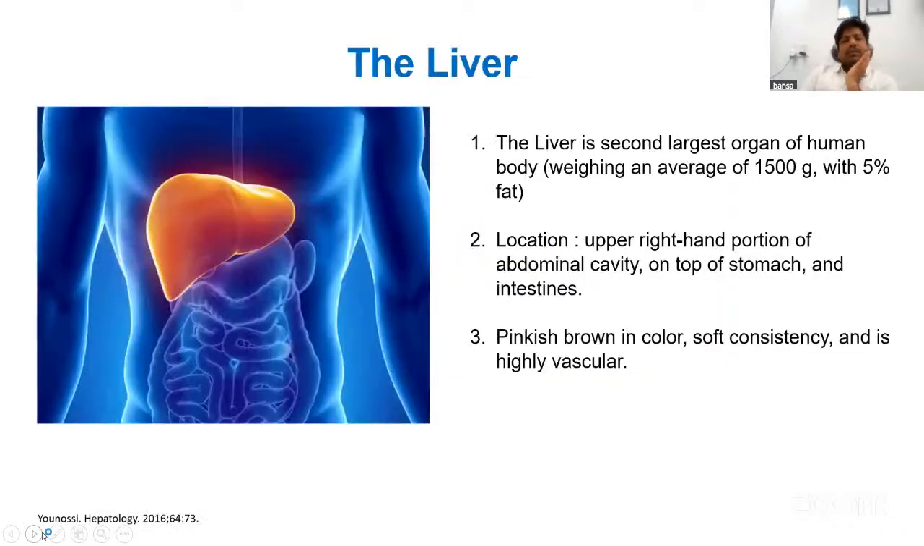First of all, some slides about the liver. The liver is the second largest organ of the human body, and the first one is obviously skin. It weighs about 1500 gram with 5% fat. If fat is more than 5%, then it is known as fatty liver. It is located mostly in the right upper quadrant of the abdominal cavity, on top of the stomach and intestine. It is pinkish brown in color, soft in consistency, and highly vascular.